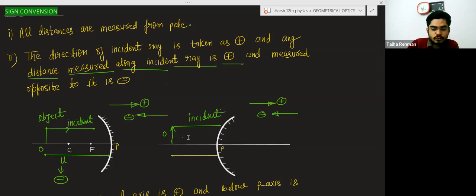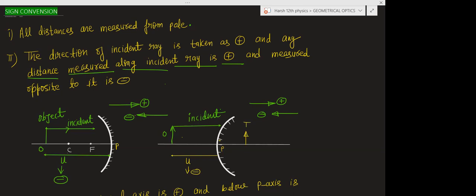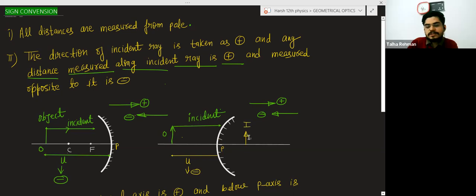So you are moving from the pole to the object to measure the distance. This is the object distance, and this object distance will be negative. For example, for this object, there is an image here like this. This is the image of this object, and you want to measure the image distance.